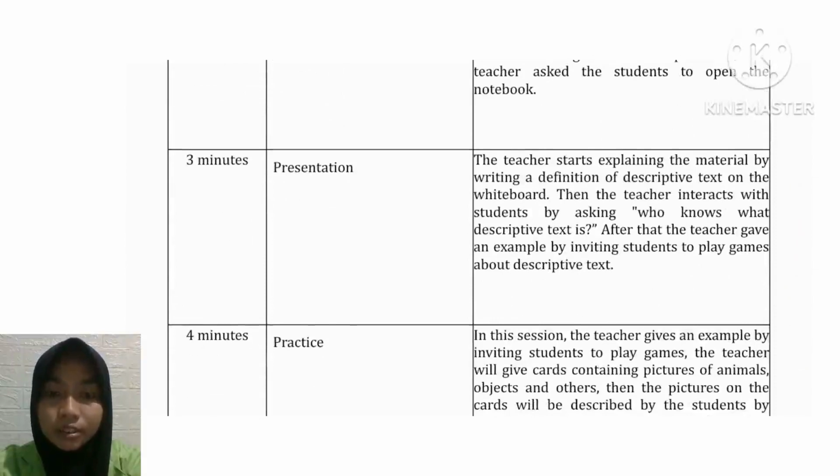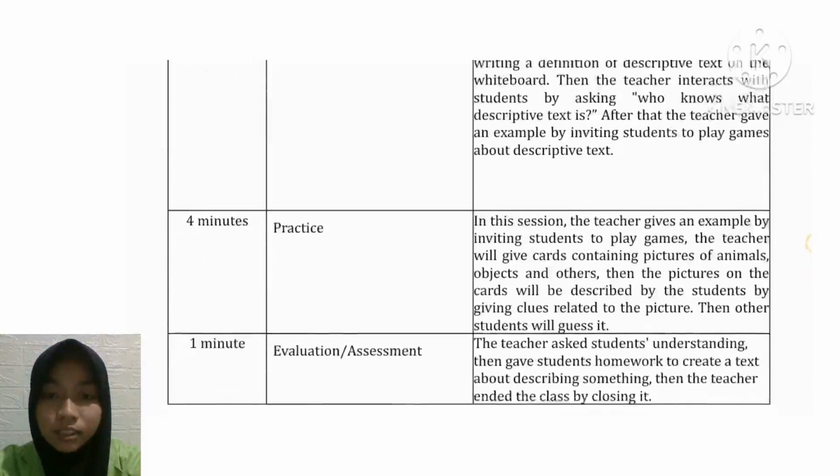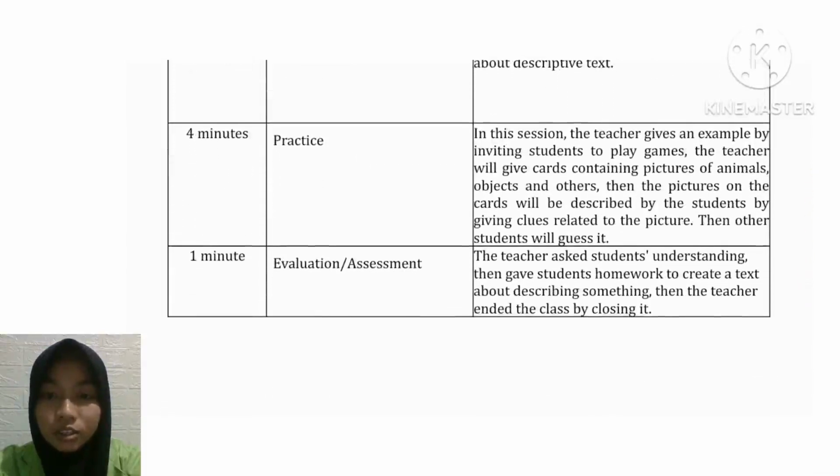And then practice: 5 minutes. In this session, the teacher gave an example by inviting students to play games. The teacher will give cards containing pictures of animals, objects, and others. And then the picture on the cards will be described by the student by giving clues related to the picture. Then other students will guess it.